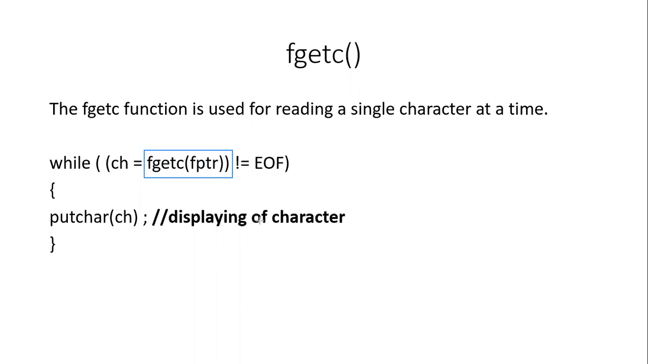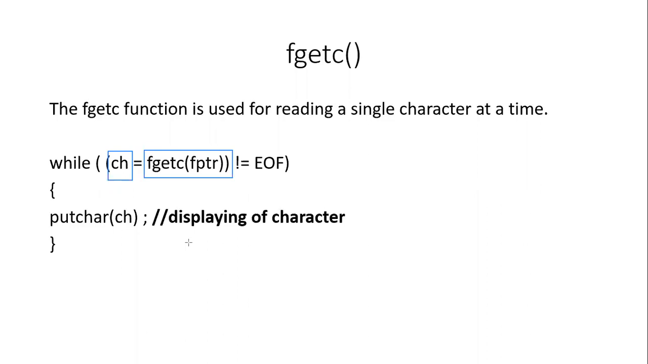It returns the character that is read from the file, and that character can be saved in any character data type variable. So what happens when you read one character from the file? The file pointer is incremented to the next position. When you again call the fgetc function, it reads the second character, returns the second character, and moves to the next character in the file.